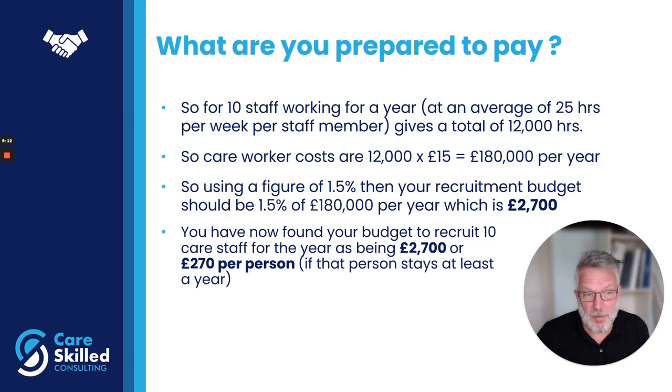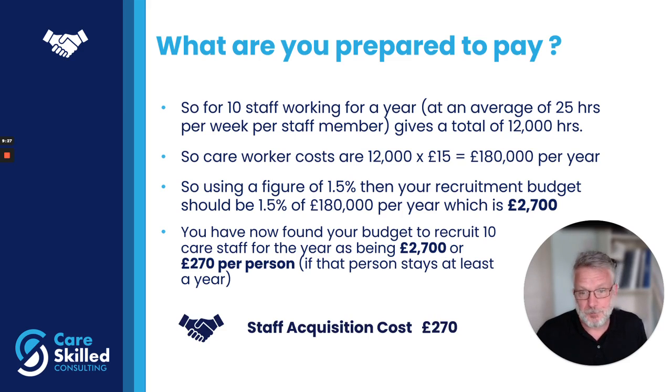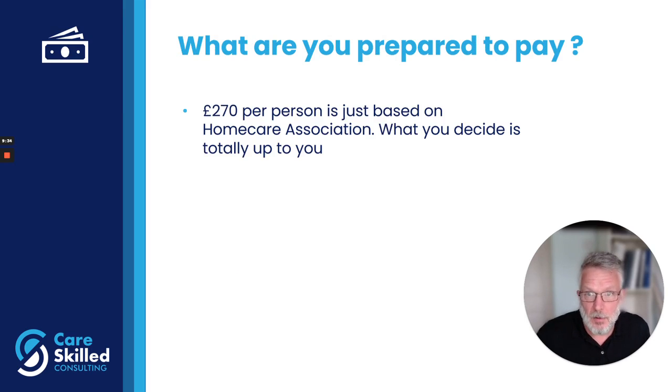That's based on the Home Care Association model, as being 2,700, or £270 per person, because obviously 10 people is 2,700, so for one person it's 270, if that person stays at least a year. So your staff acquisition cost is £270. But £270 is only based on the Care Association. What you decide is totally up to you.